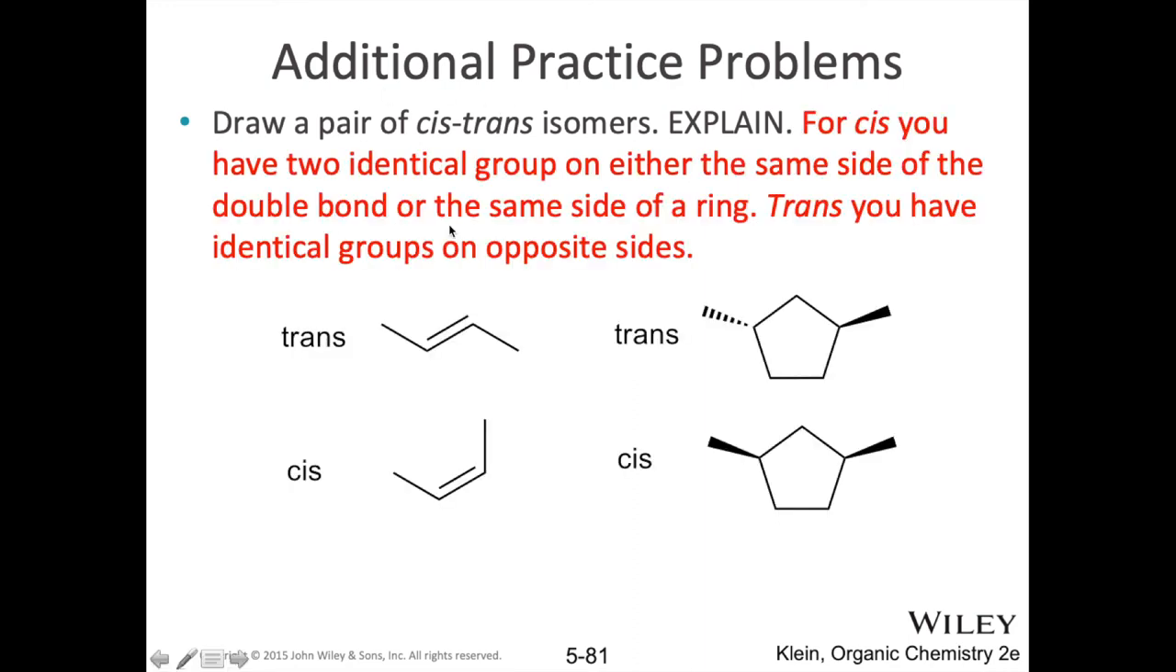Okay, so here on the left, here's a trans alkene. These methyl groups are on opposite sides of the double bond. And here the methyl groups are on the same side of the double bond. Here we have a trans 1,3-dimethylcyclopentane. This group is pointing away from you. This group is pointing towards you. Here, both groups are pointing in the same direction. They're both pointing towards you. So that's why that's the cis isomer.